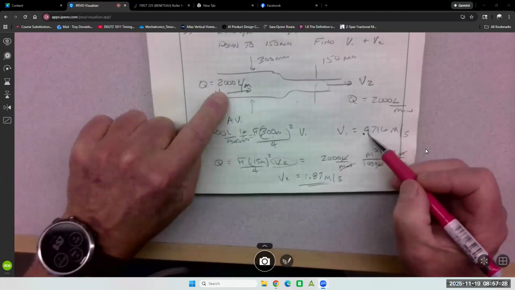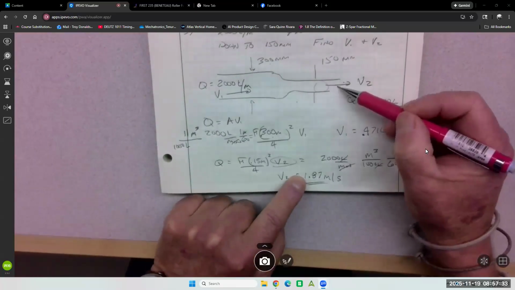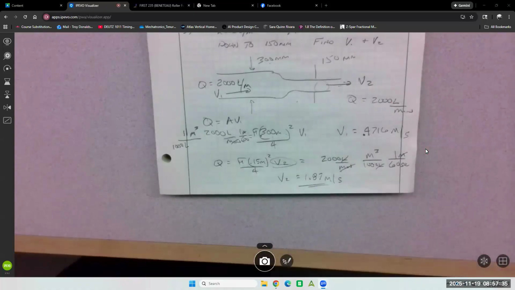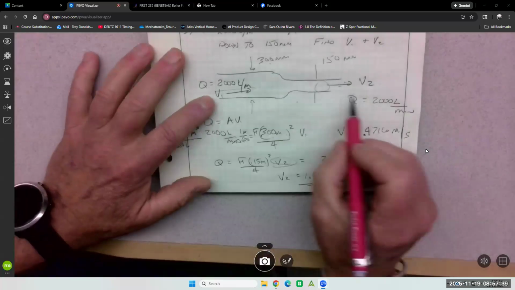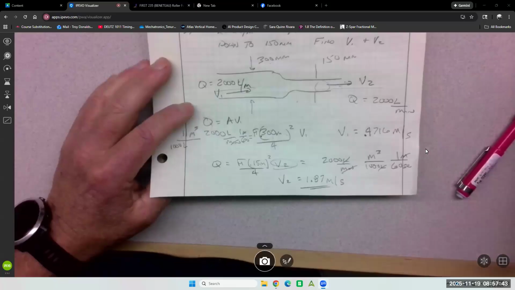Velocity 0.47 in the big section, velocity 1.87 in the smaller section. Same amount of energy going on. We got Q in, Q out. Perfect. Turn it in.